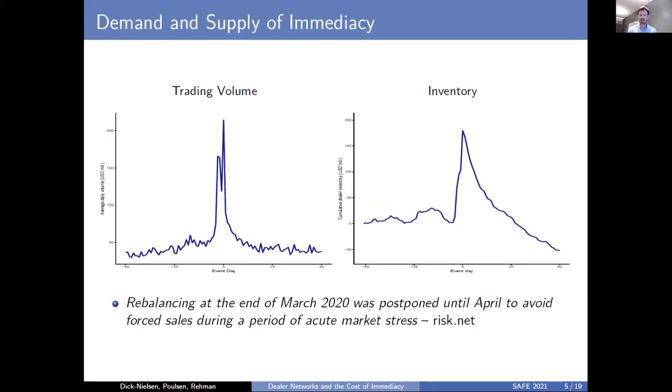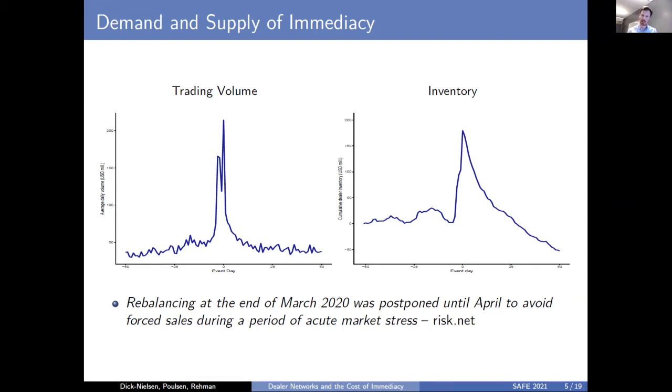Now the figure on the left here, I plot the average trading volume in event time, 50 trading days before and 50 trading days after the exclusion date, which is event day 0. So this figure shows that there is a clear dramatic spike on the exclusion date itself and in the 2 to 3 days leading immediately up to exclusion. So this is the index trackers that are selling their bonds. They are demanding immediacy from the dealers.